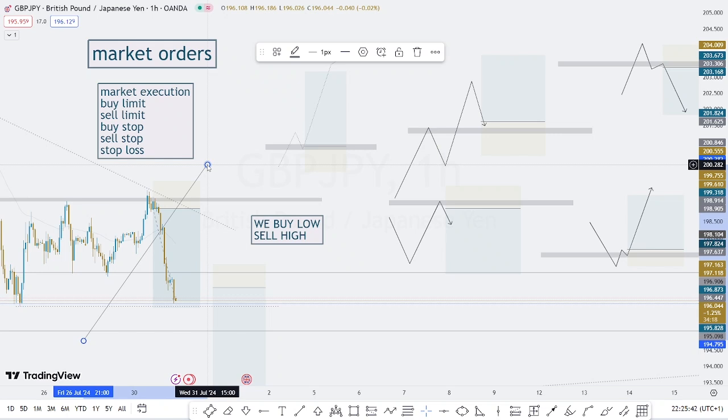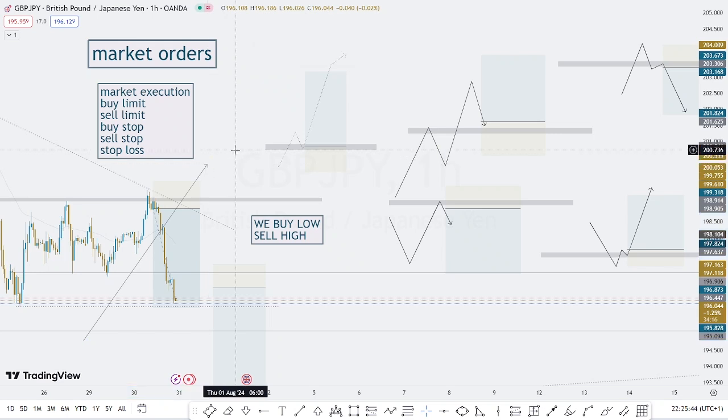I will now go over to the next one, and the next one is pips and lots, pips and lot size.